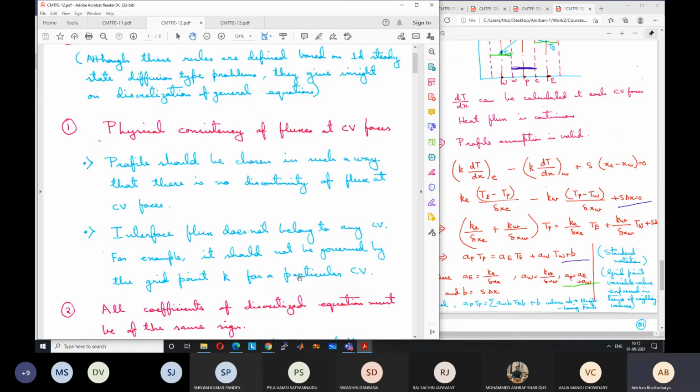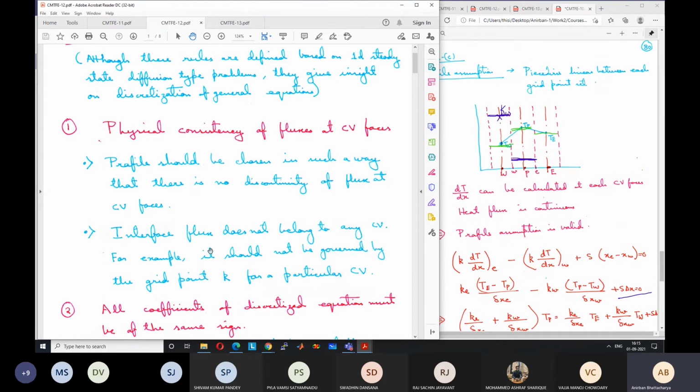The important thing to note here is that this interface flux is an independent quantity. It does not belong to any particular control volume. We cannot say that when we are solving for the P control volume, we have a different flux at the interface, and when we are solving for the W control volume, we have a different flux at the interface. The flux is the flux, the physical flux across the interface. Whether we solve for the W control volume or the P control volume, it is the same flux. The interface flux does not belong to any control volume. As a result, it should not be governed by the property of any individual control volume.